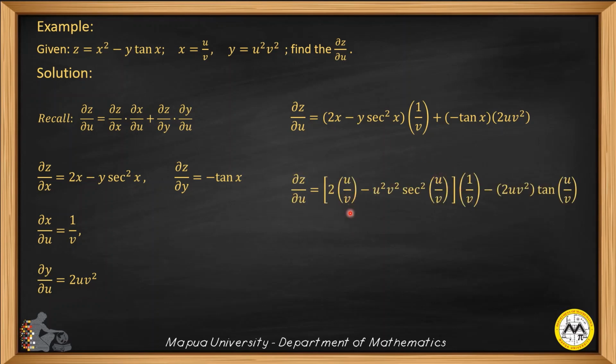But x is equal to u over v, okay? And y is equal to u squared times v squared. So if we are to express the partial derivative of z with respect to u in terms of u and v, then we will have this expression, which we can simplify to this particular form.